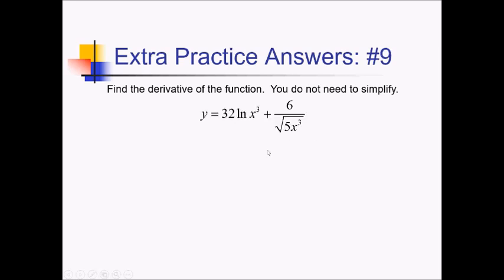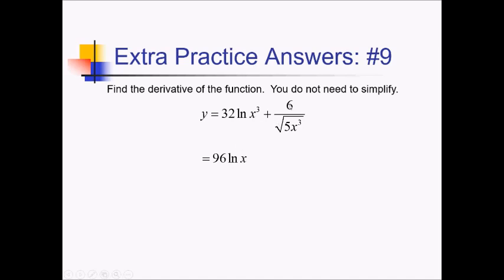There are a lot of different ways of taking the derivative of this one. I chose to do a little bit of rewriting and simplifying first. So for one thing, with this ln expression, I can use log rules to pop out this 3 as a multiplier to go with the 32. So this is really going to be 96 ln of x, which is going to be a little bit easier to take the derivative of.